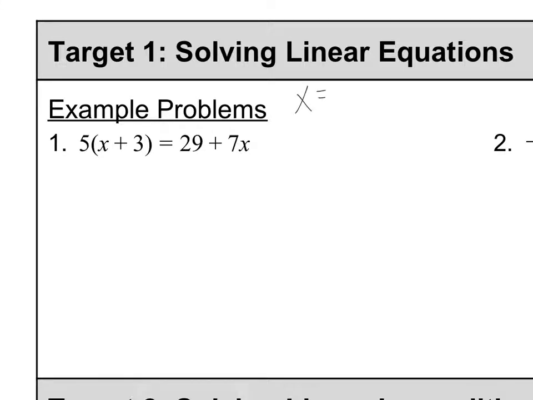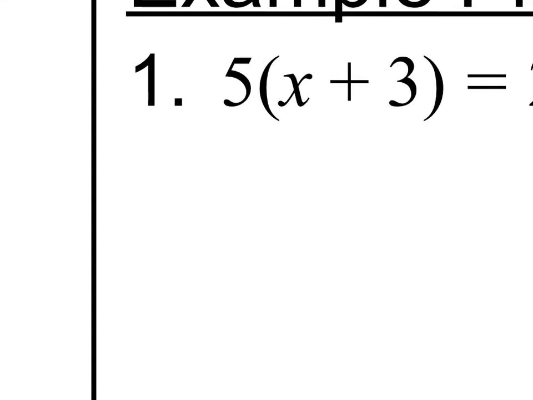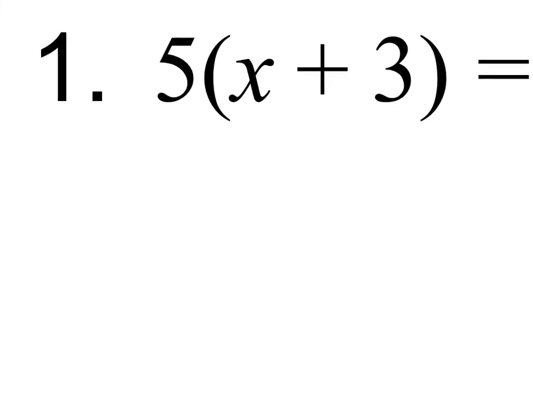Now, when we do that, we have to focus on one half of the equation at a time. So I'm not even going to worry about this stuff over here. I'm only focusing my attention on 5 times the quantity x plus 3. So I'm going to distribute that in. The 5 will go into the parentheses there, and that's going to give me 5x plus 15.